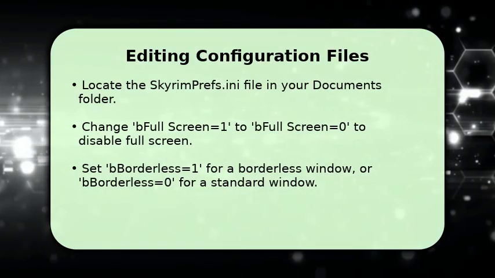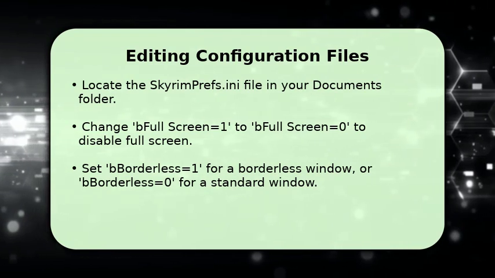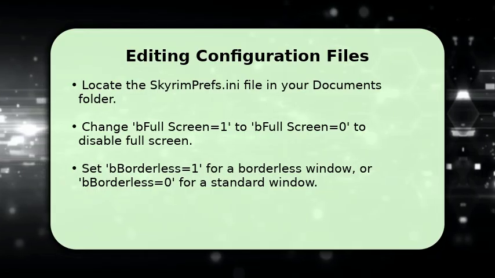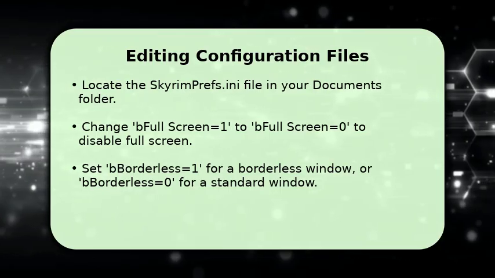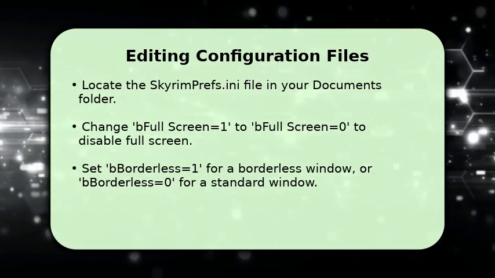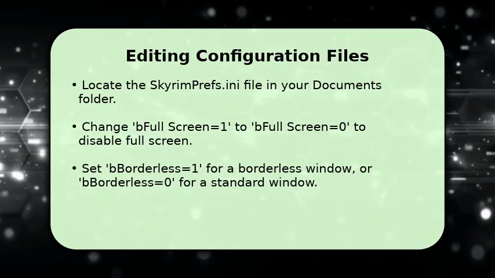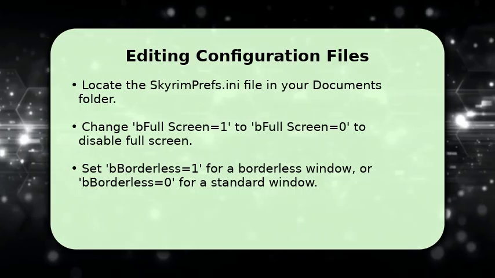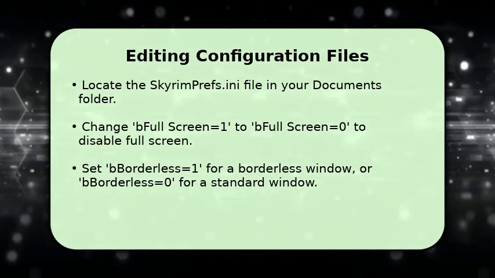For more control, you can edit the Skyrim prefs.ini file, typically found in your Documents, My Games, Skyrim folder. Open it with Notepad. Find the line bFull Screen=1 and change the value to 0. You can also set bBorderless=1 for a borderless experience. To customize the window size, locate iSize H and iSize W and input your desired height and width, for example, 1080 by 1920. Save the file before launching the game.